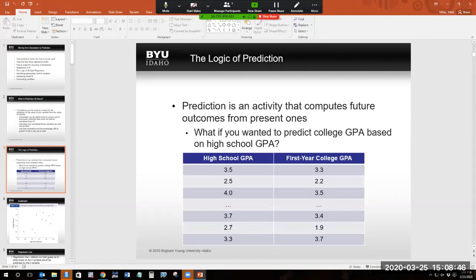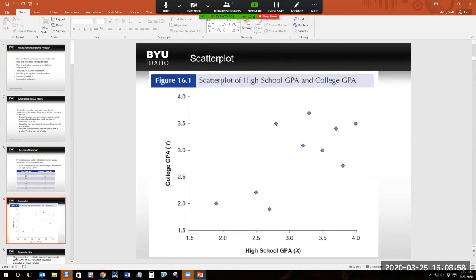So this is a common thing. Colleges want to know if your high school GPA is somehow associated with the GPA you get your first year in college. That's a perfect opportunity for us to do linear regression. Here's a scatter plot of those two variables. This person got a 1.8 in high school, and then got a 2.0 in college, right? This person got a 4.0 in high school and a 3.6, 3.5 in college. So the question is, if I know someone's high school GPA, can I predict their college GPA?